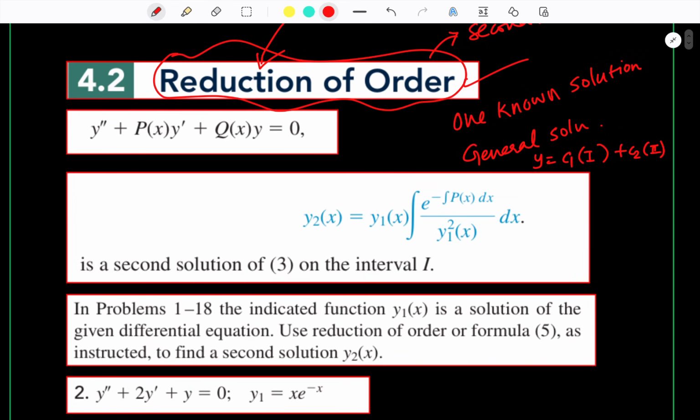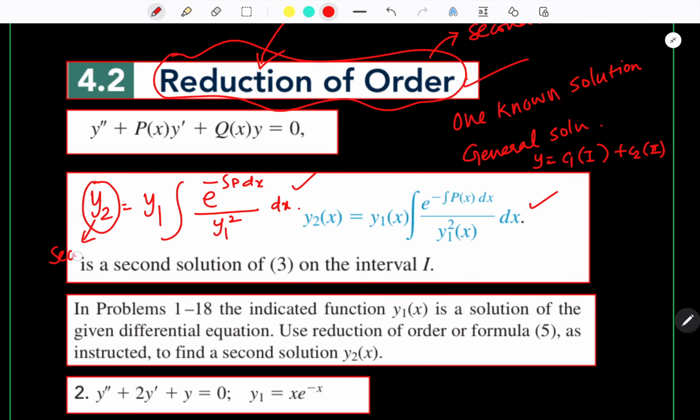Let's start. To find the second solution, we need a formula. The formula is this one: y2 equals y1 integral e power minus integral p dx divided by y1 square dx. So this is the formula. What is this formula? We are going to find the second solution. y2 is the second solution. We are going to find it using this formula.